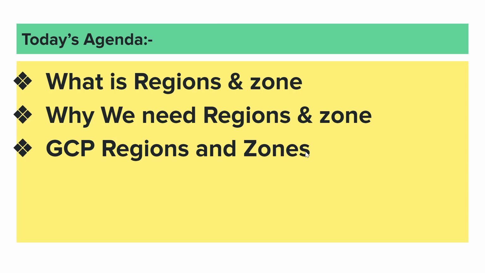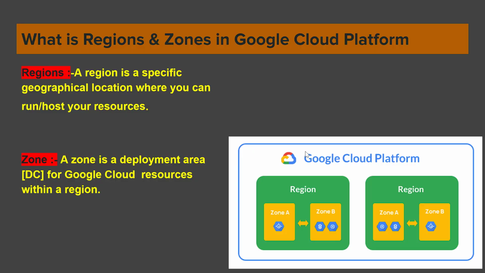Okay, so let's first talk about what is a region and a zone in Google Cloud Platform, right? If we have a look at the region's definition, a region is a specific geographical location where we can run or host our IT resources, like compute instances, servers, load balancers, persistent disks, and all that. A region is a specific geographical location, like the Asia Pacific, London region, or US West region. So these are specific geographical locations, and that is called a region.